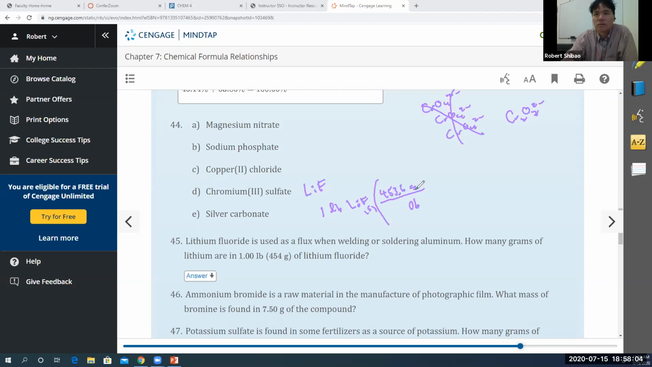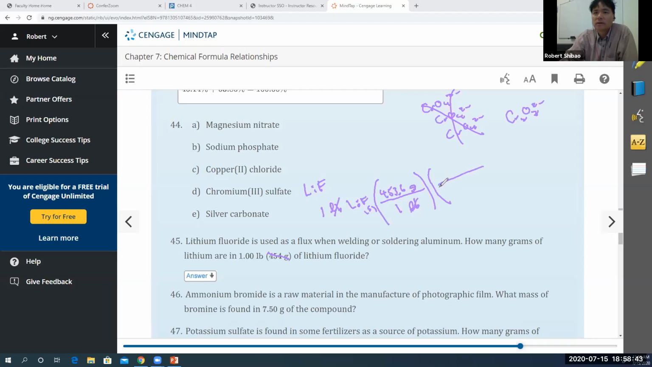I want you to know this one because it has 4 sig figs. I don't want you to know 454 because it has 3 sig figs. I don't know why the book is inconsistent. For hydrogen, yes, they use 1.008, but for grams to pounds, they don't use 4 sig figs. It makes no sense to me. So we want 4 sig figs. All right, so this is going to convert pounds to grams of lithium fluoride.